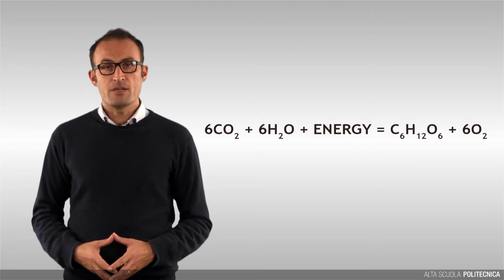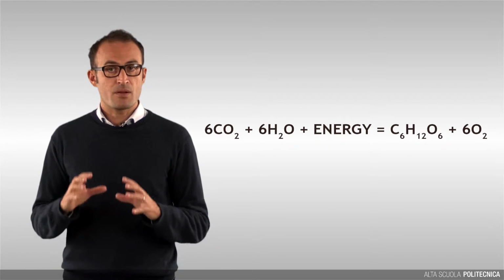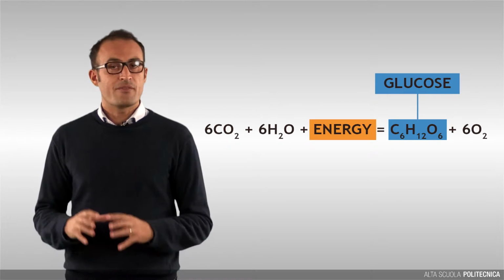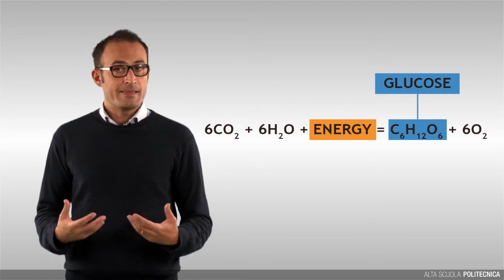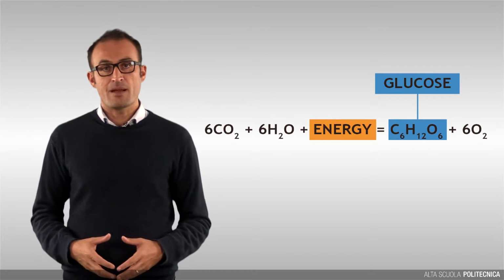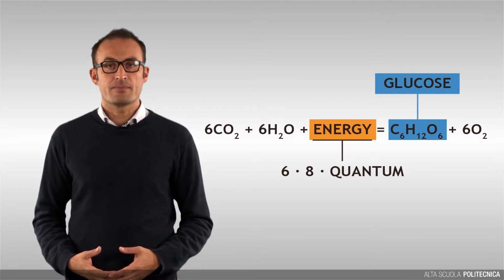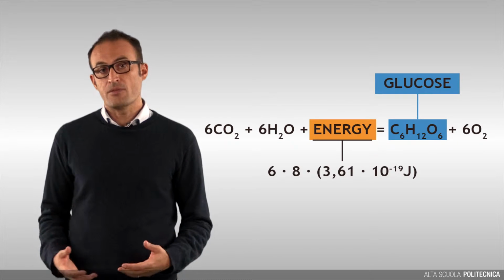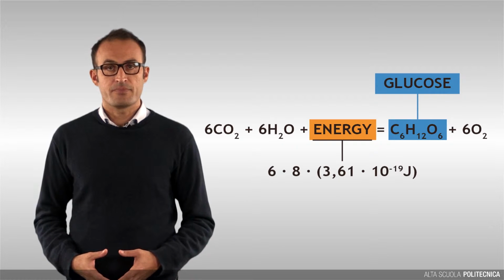The simplest equation describes photosynthesis as an endothermic reaction that requires energy to synthesize 1 mole of glucose from 6 moles of carbon dioxide and water. The assimilation of 1 molecule of carbon dioxide requires at least 8 quanta of light. The energy content of a quantum depends on its frequency, as shown in the Planck equation.